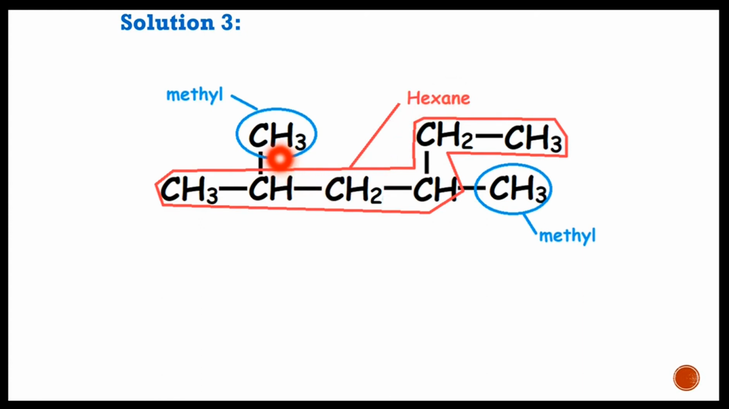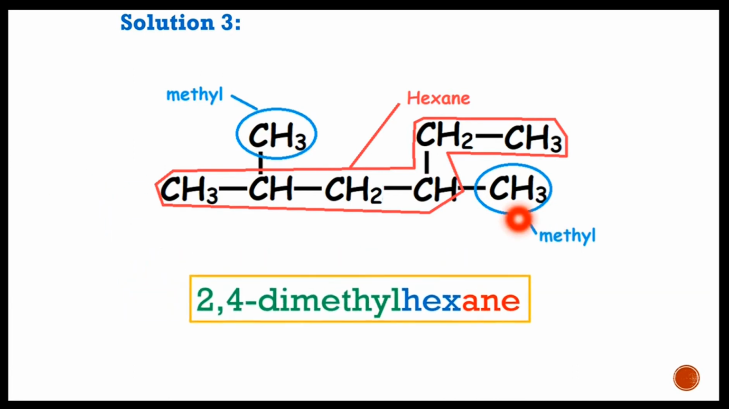We have 2 substituents, methyl and methyl. So we bring our parent name, which is hexane, 2 methyl substituents, so we write dimethyl. Then we show their locations. When you count from the left here, we have 1, 2, 3, 4. So the position for the first methyl is 2, the second one is 4. They are separated by a comma. Then we bring a hyphen, dimethyl hexane.